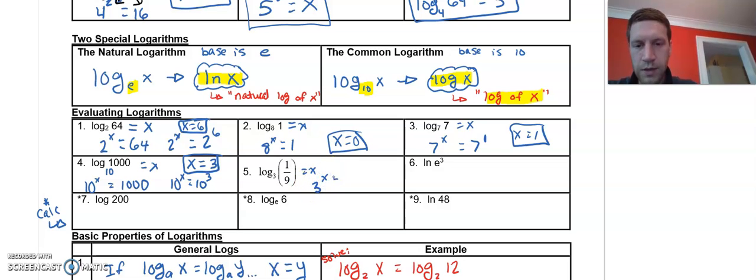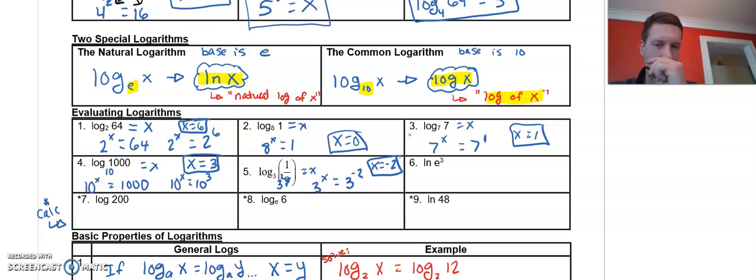3 to the x equals 1/9. 9 is 3 squared, right? So this 1/9 is really 1 over 3 squared. And remember, I can move that to the numerator by switching the sign on the exponent. So 3 to the x equals 3 to the negative 2. Well, that x is equal to negative 2.